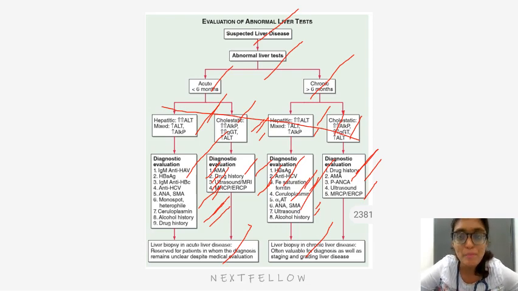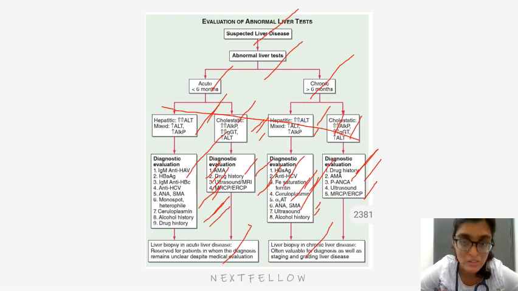Basically, when a patient comes to you with abnormal liver tests, you have to find out whether it is acute or chronic. After that, you have to see the liver function test and see whether it is a hepatic or mixed pattern, or whether it is a cholestatic pattern. Based on that, you will evaluate. The cholestatic pattern is more in favor of drug history or surgical obstructive causes. Hepatic is more of hepatic causes.